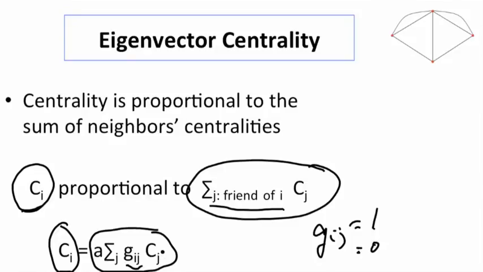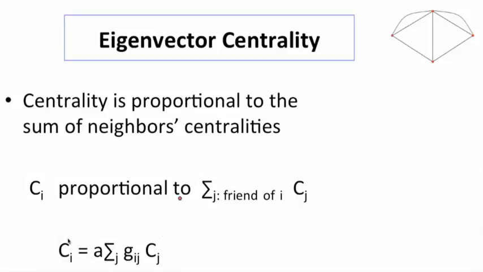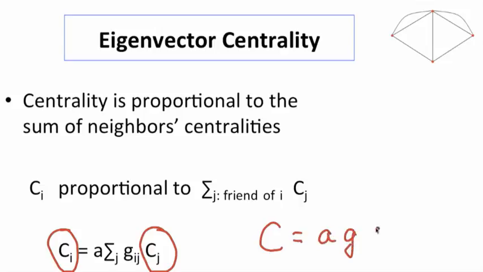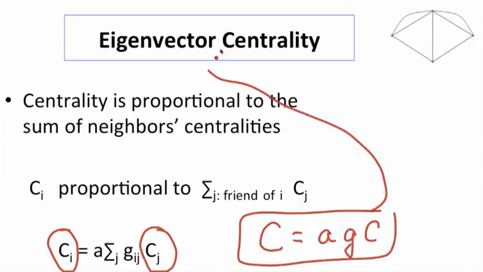Okay, what's interesting here now is that this is a system of equations in a system of unknowns. So in order to figure out what Ci is, we have to figure out what all the Cj's are. And so basically what we have is that the vector C is equal to some A times the matrix G times the vector C. And so this is what's known as an eigenvector, right? It's a vector where you multiply the matrix by that vector and you get back something which is proportional to the original vector you started with.